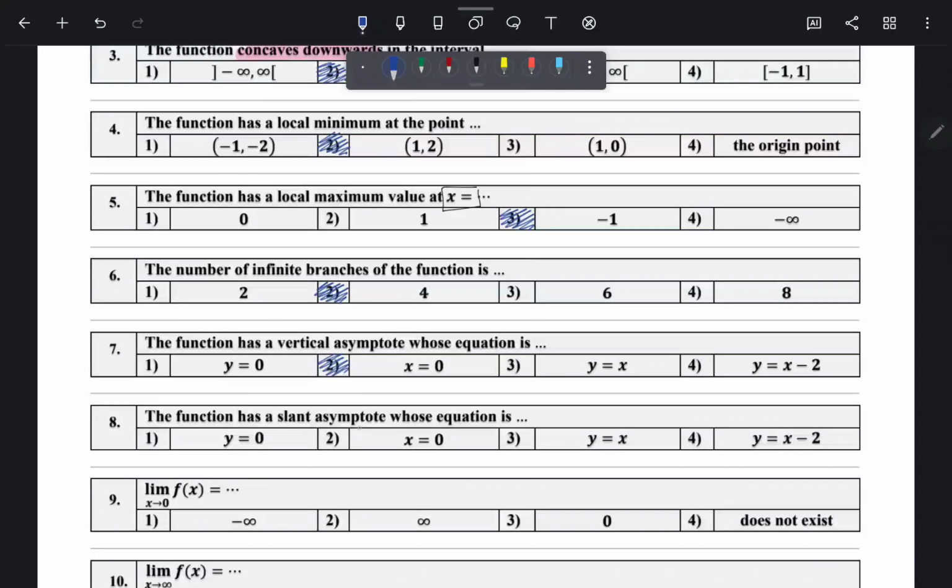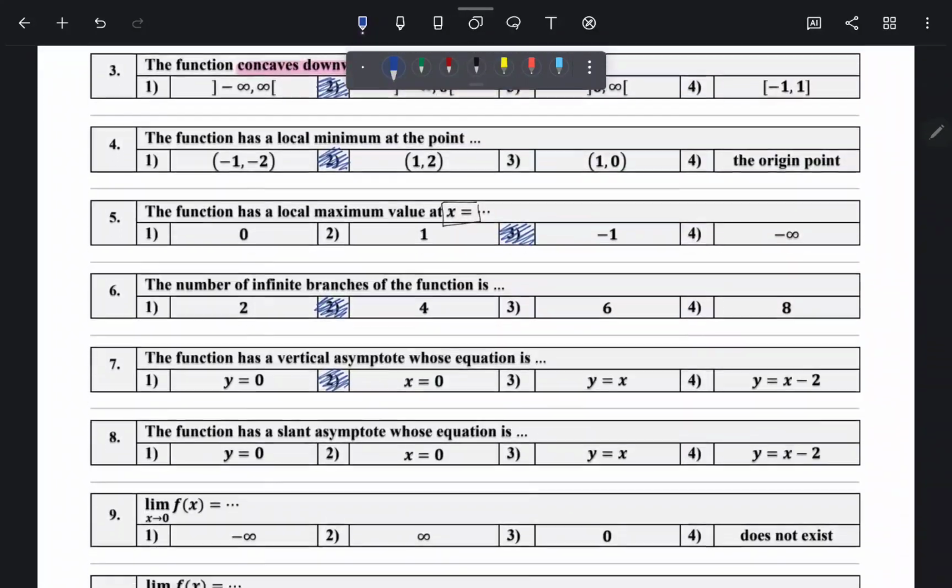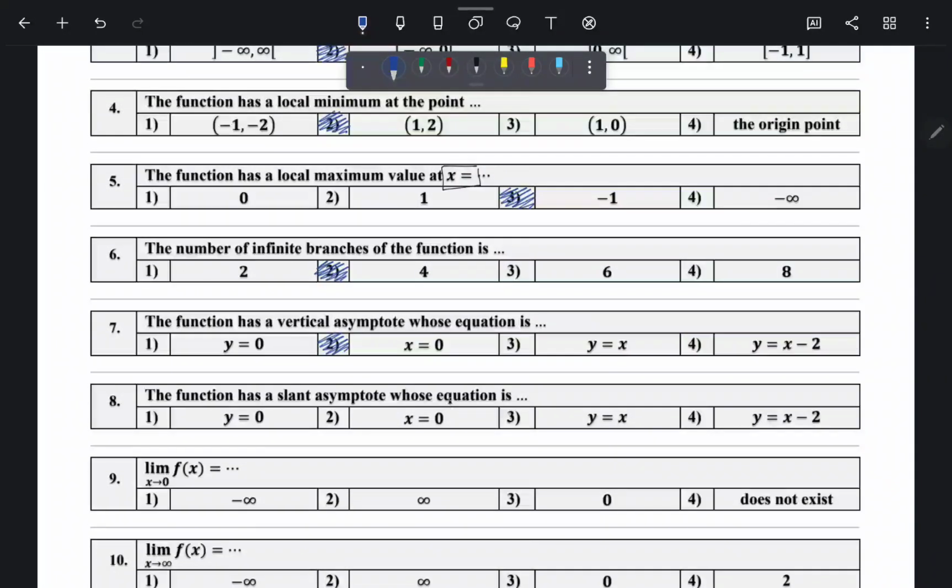We have a slant asymptote, the one in blue. What is the equation of the slant asymptote? First, this answer is surely wrong because it cannot be y equals l, and x equals a is wrong too. So I'm between two answers: either y equals x or y equals x minus 2. How do I know which one is correct?